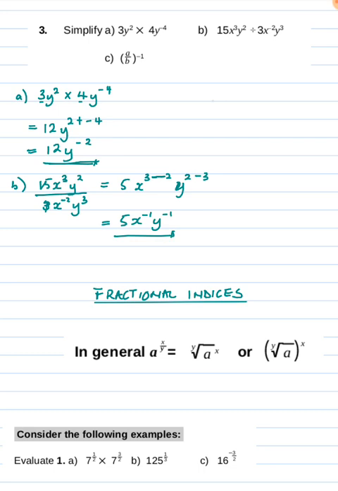Then lastly we have the third one, which is C. C is A over B, all of it to the power minus 1. So what do we say if we want to remove the negative sign? We invert what is inside, then it becomes B over A. So this becomes your solution.